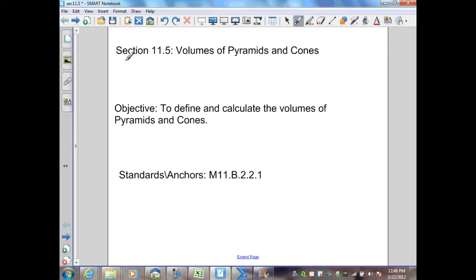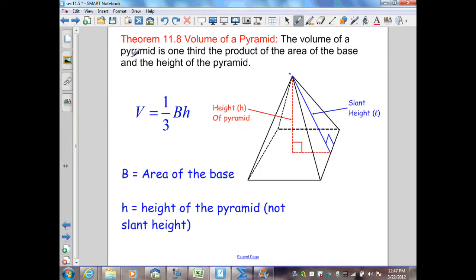Section 11.5, Volumes of Pyramids and Cones. Theorem 11.8. The volume of a pyramid is 1/3 the product of the area of the base and the height of the pyramid. Our formula is V equals 1/3 B, where B is the area of the base. In this diagram, it would be a rectangular or square base, therefore it would be length times width. And H is the height of the pyramid.